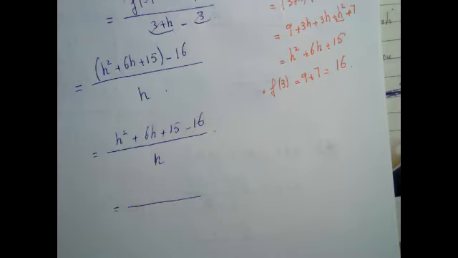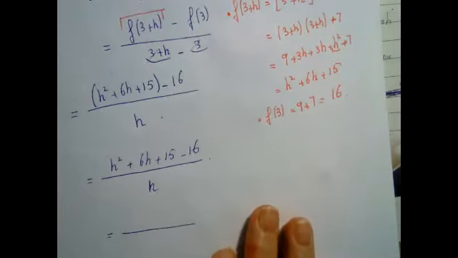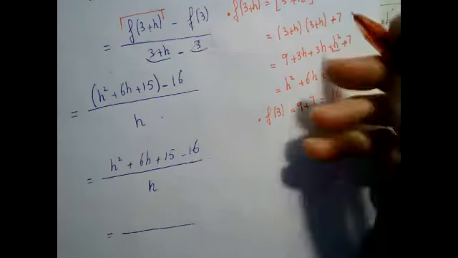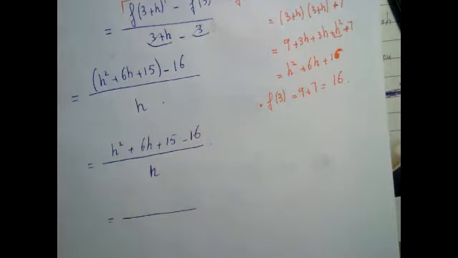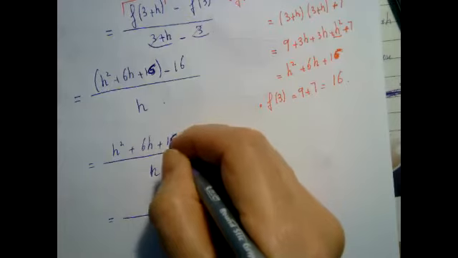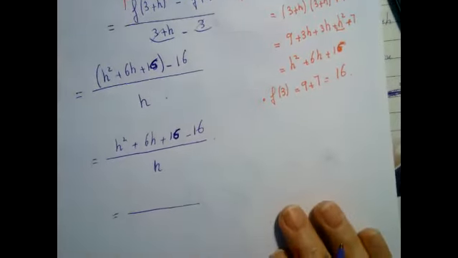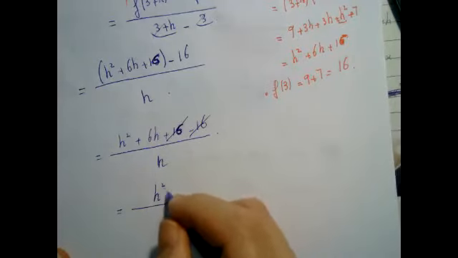I feel I have a stupid mistake. I think that 15 is supposed to be a 16. Thank you very much. Okay, all right. So now, plus 16 minus 16 do cancel out, leaving me with that.